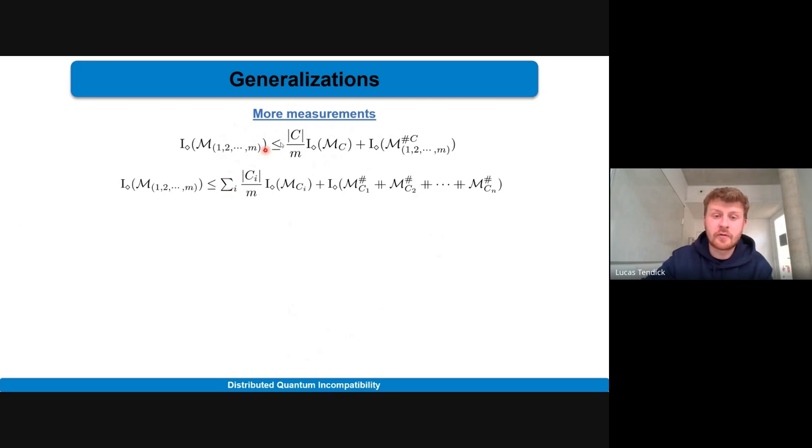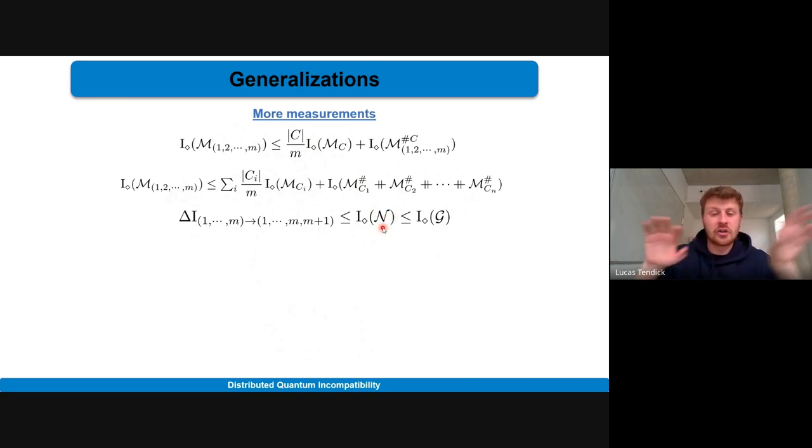I can also look, instead of just one subset, at multiple disjoint subsets C_i, and see that the incompatibility of my M measurements is upper bounded by sort of the average incompatibility of each of these subsets, plus the incompatibility of what's essentially the parent POVMs to each of the subsets. So this all behaves nicely in the generalizations. And we can also define this gain when I add one measurement, going from M to M plus one. It will be the same, just generalizing the notion of this N, which I had before, just being the concatenation of all of the subsets.